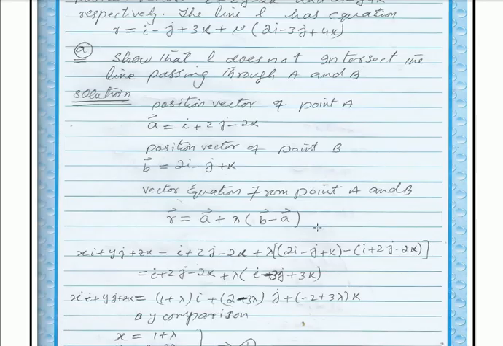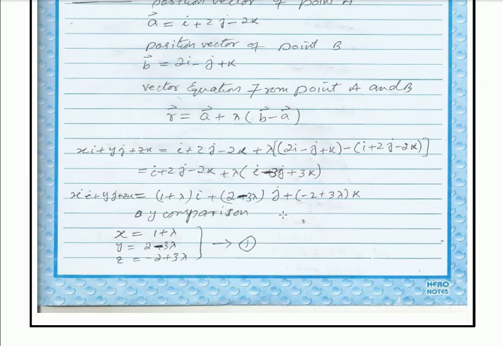By putting the values of A and B and after simplification, we get xi + yj + zk = (1 + λ)i + (2 - 3λ)j + (-2 + 3λ)k. By comparing the values of i, j and k and after simplification, we get x = 1 + λ, y = 2 - 3λ and z = -2 + 3λ.